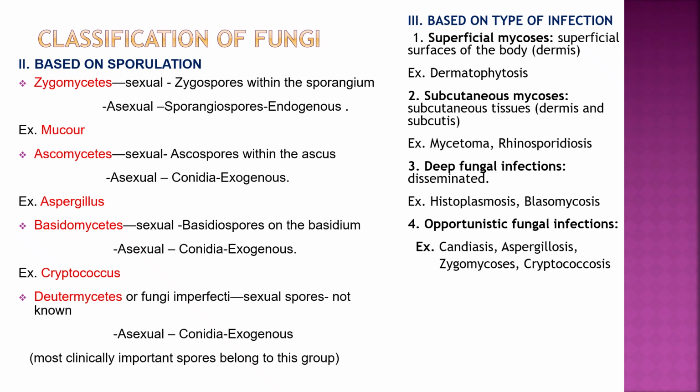Based on the infection, that is pathogenic classification: superficial mycosis, on the superficial surfaces of the body. Example, dermatophytosis. Subcutaneous mycosis, in the dermis and subcutaneous tissue. Example, mycetoma, rhinosporidiosis. Deep fungal infections, disseminated. Example, histoplasmosis, blastomycosis. Opportunistic fungal infections occur when immunity is lowered. Examples: candidiasis, aspergillosis, zygomycosis, mucormycosis, cryptococcosis.